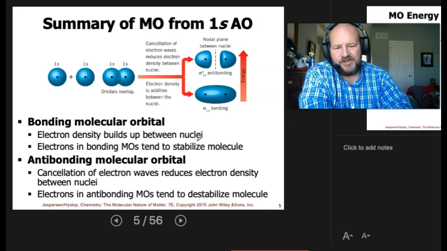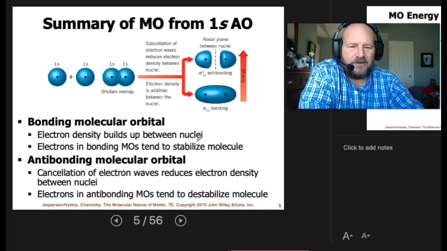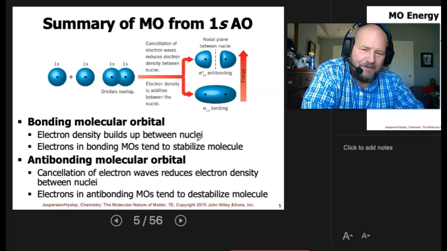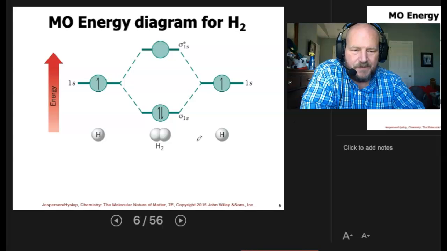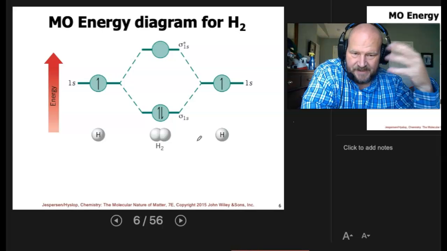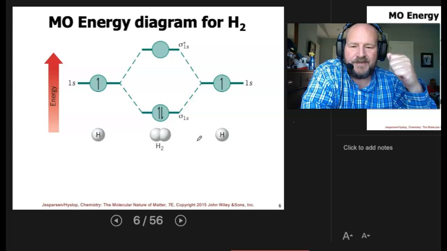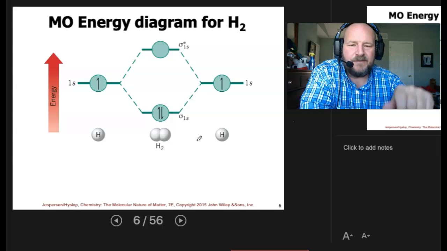Now, we're going to draw an energy diagram here, and the energy diagram is going to look sort of similar to what we had before, sometimes a little different. I'm going to go ahead and put this up, give you a moment to take it in mentally, work through it and digest it a bit, and we'll explain what's going on.